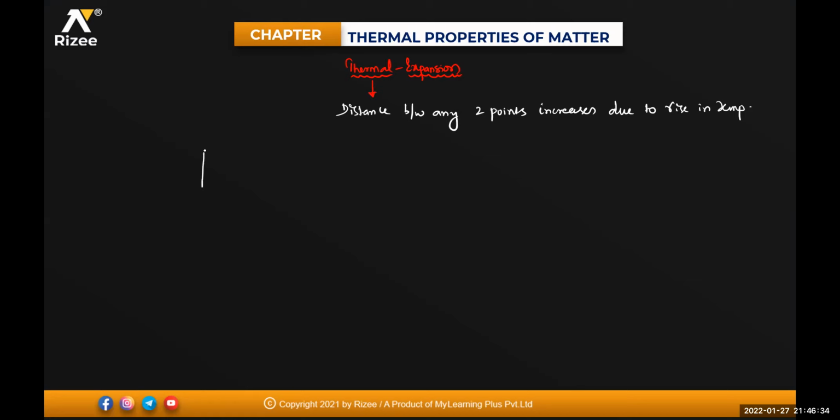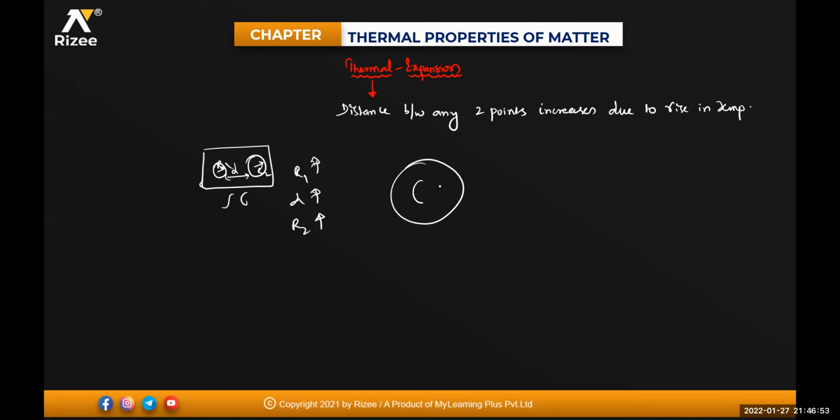Whatever points you're taking, like say this is your plate. If you're taking 2 holes, this distance I'm taking as D. This one has radius R1, and this one has radius R2. This is a metal plate. If I'm heating it, R1 will increase, the distance will increase, R2 will also increase. If there is a metal plate like this with inner radius R1 and outer radius R2, and you heat it, R1 will increase, R2 will increase, and R2 minus R1 will also increase.